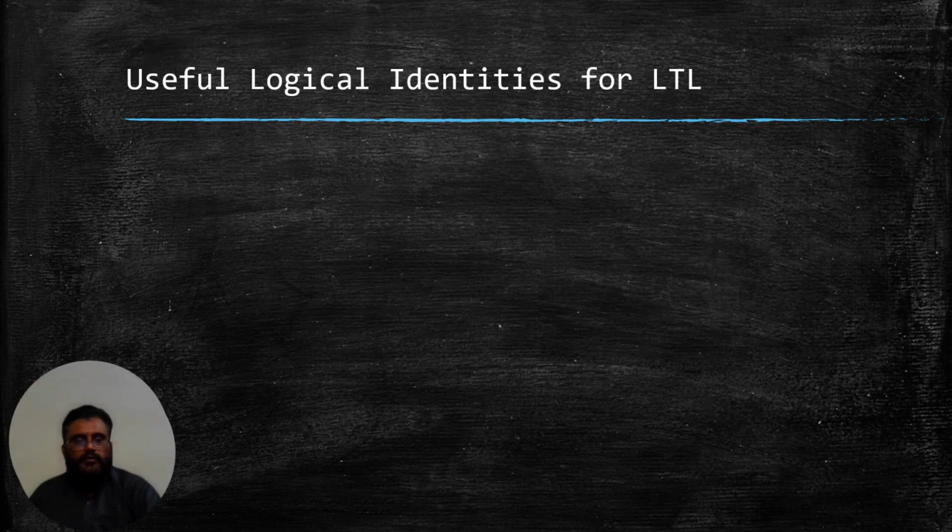Now, okay, so now we need to know about some LTL identities which will be useful when we are doing the work on test case generation automatically by making use of this model checker.